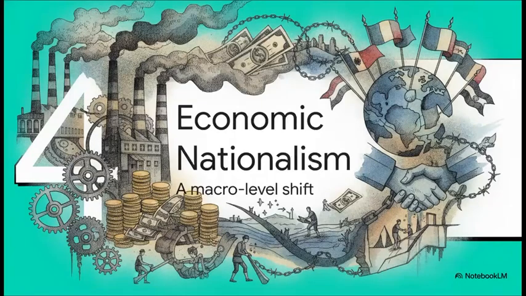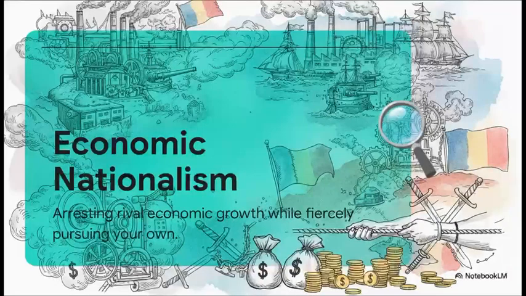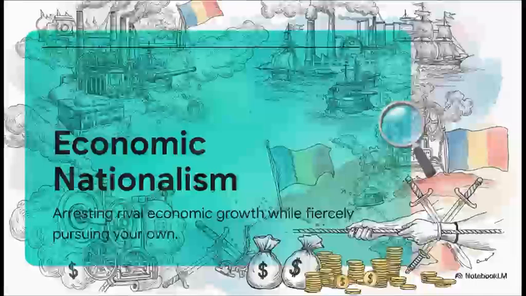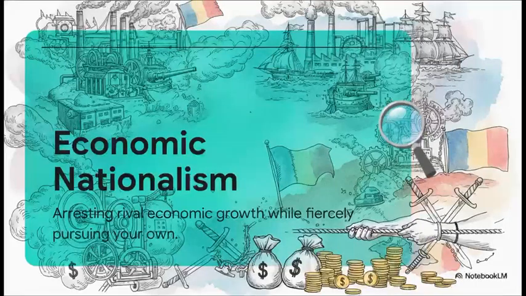Section 4. Rise of Economic Nationalism. This brings us to a fascinating macro-level shift. Let's look at how this unprecedented wealth and structural exploitation naturally evolved into a rigid international policy. The textbook introduces a crucial term here that you definitely need to know: economic nationalism. It's defined precisely as arresting the economic growth of rival nations while fervently pursuing the economic growth of your own nation.